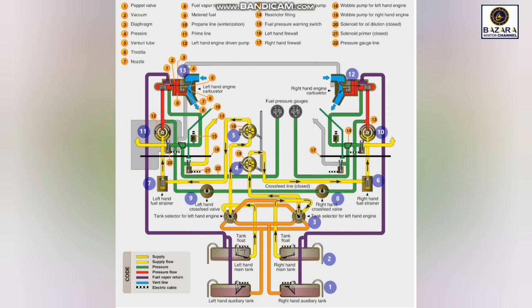We have fuel, and it will go from the tank to the selector valve, and from the selector valve it will go to the wobble pump. After it is delivered to the wobble pump, it will go to the strainer, and from the strainer it will arrive at the engine driven pump, and from the engine driven pump it will go to our carburetor and to the engine.